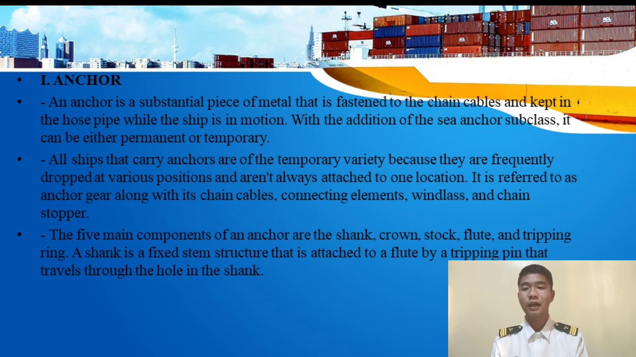It is referred to as an anchor gear along with its chain cables, connecting elements, windlass, and chain stopper. The five main components of an anchor are the shank, crown, stock, flute, and tripping ring. A shank is a fixed stem structure that is attached to a flute by a tripping pin that travels through the hole in the shank.